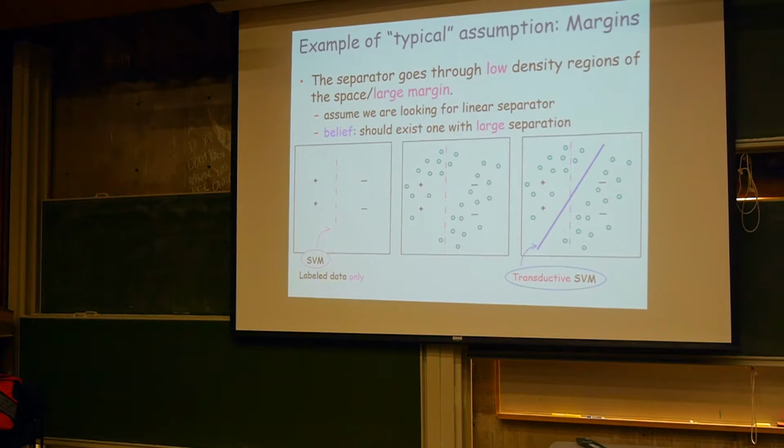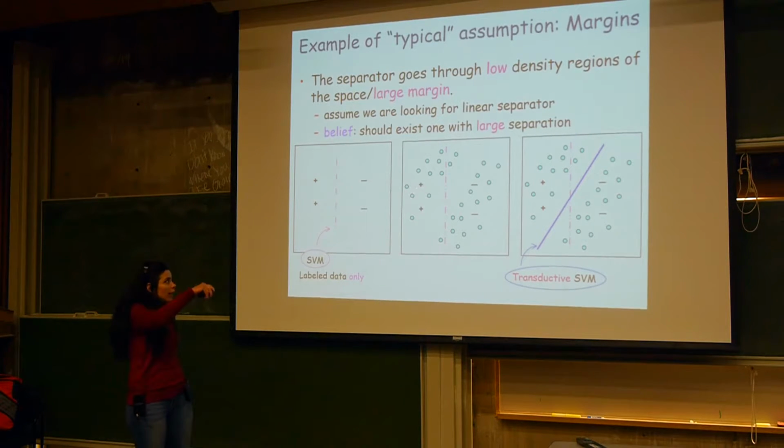But then if I start seeing unlabeled points, like in the second picture over here, I can immediately notice that this is not a reasonable classifier after all. So I should just discard it, because it doesn't have large margin with respect to the unlabeled data. So I can easily discard that from consideration.